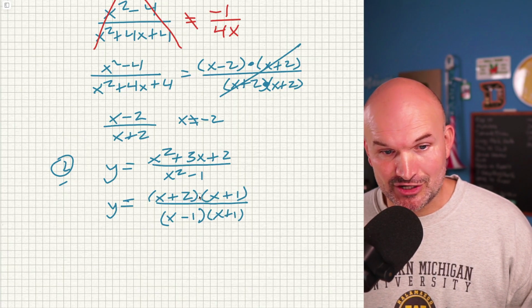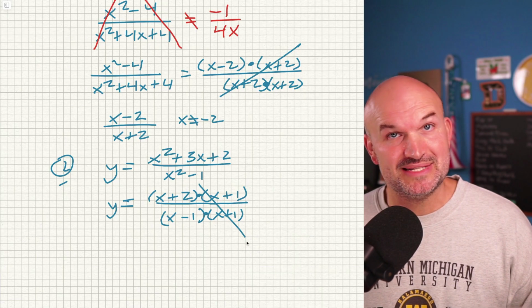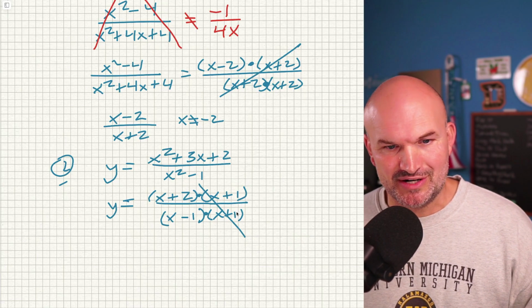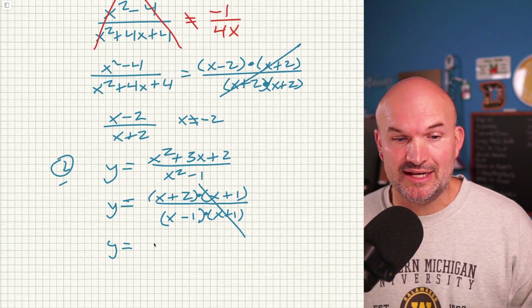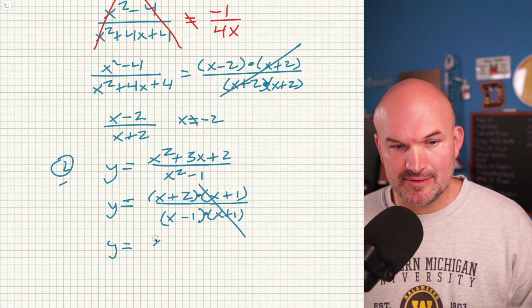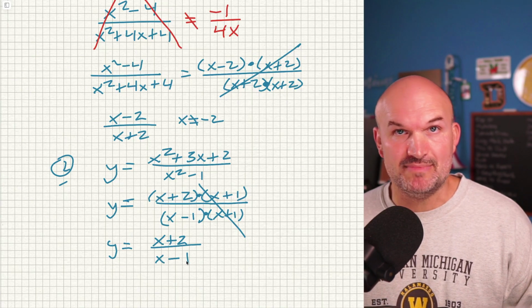Aha! Again, my terms are separated by multiplication. So now I can go ahead and divide those out, right? Don't divide out the x squareds over here. You've got to write it in factored form. So really, what I'm looking at for the x and y intercepts is going to be the function (x plus 2) divided by (x minus 1).